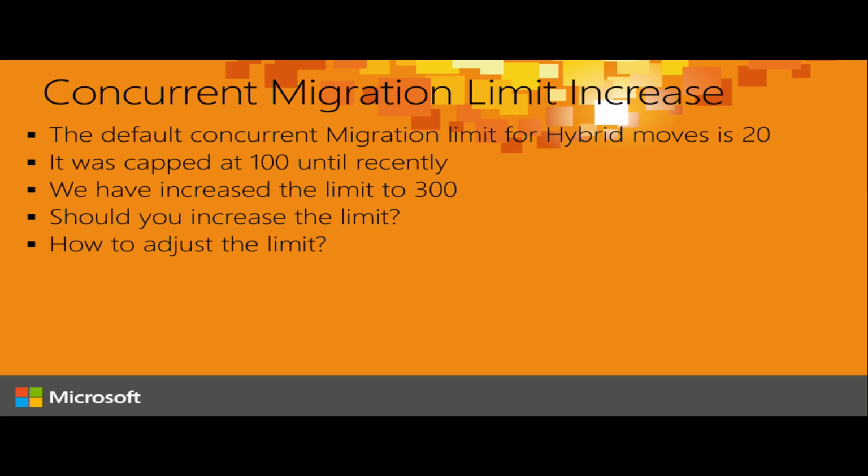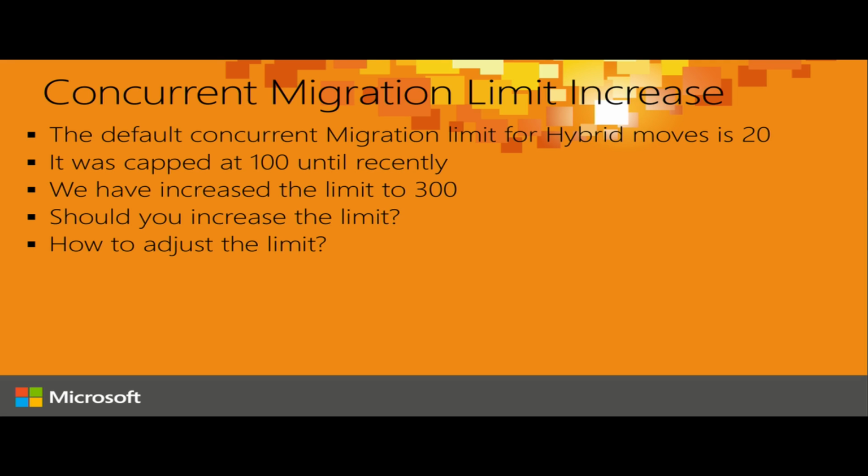So the question here is, should you increase the limit? There are two considerations. Number one, do you have sufficient bandwidth to move 300 mailboxes? Whether you've got 500 MB mailboxes or 10 gig mailboxes, you need to make sure that you have sufficient bandwidth. The second consideration is, can your on-premises server handle the load? The migrations take up some resources, some CPU, some IOPS on your storage. You need to make sure that you have the capacity to do that. And once you're sure, then go ahead.